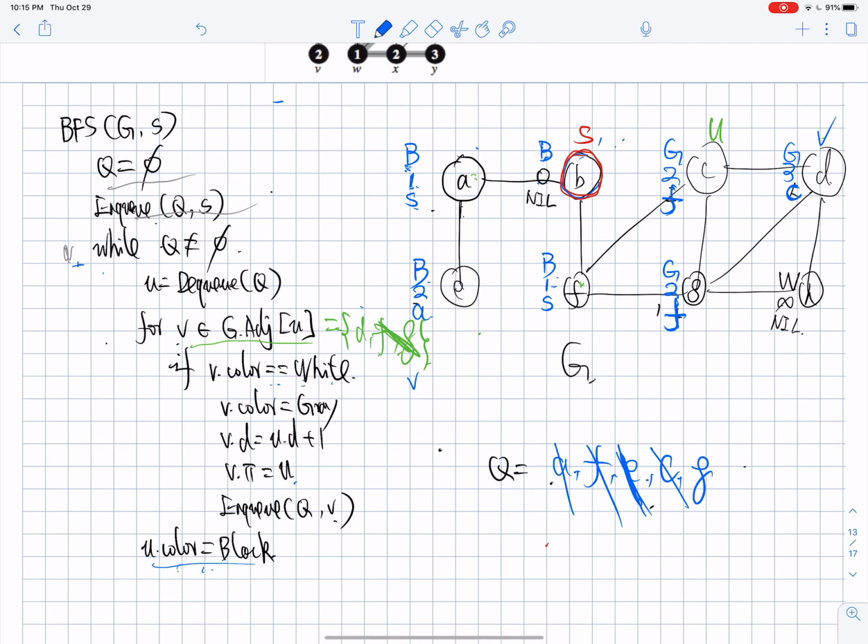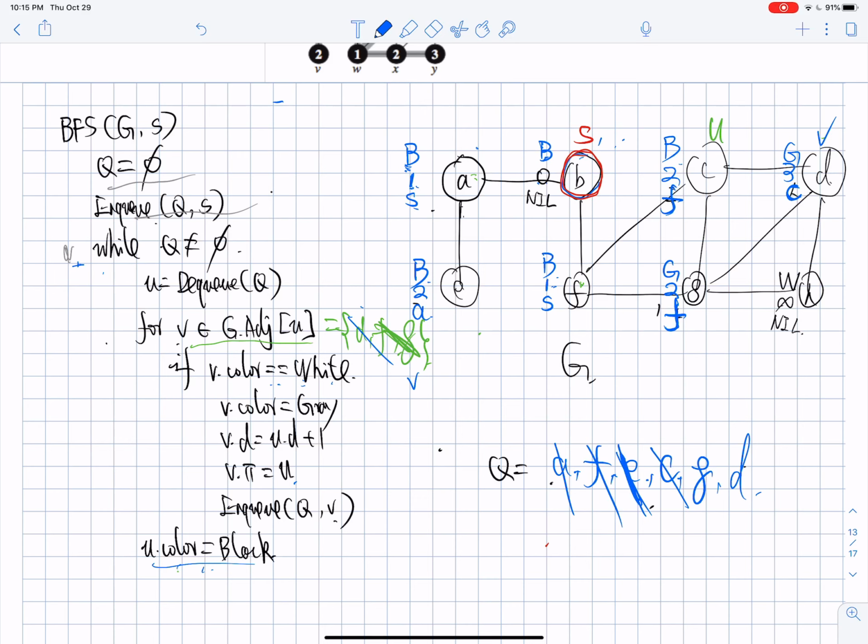Its parent is c, and then we're going to enqueue it, so it goes to the end of the queue. After finishing that, we're going to set the color of U as black, so this node turns black. And then we go back to the while loop.